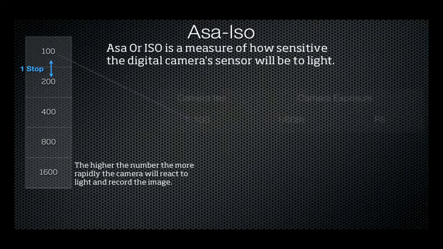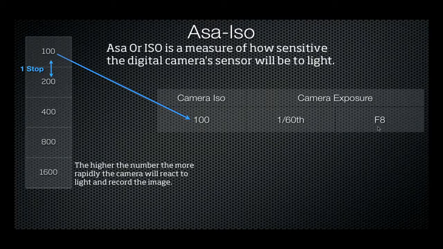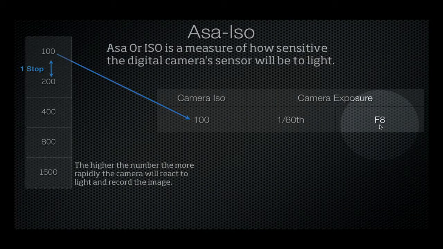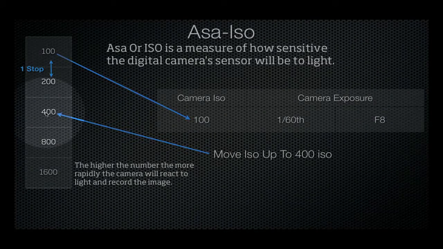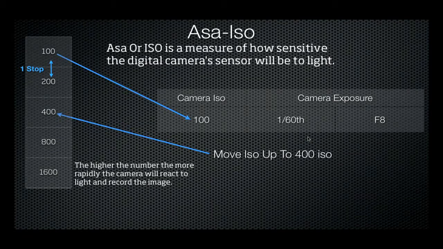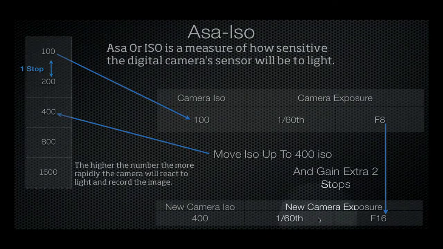Now, say you were shooting on 100 ISO and you've got an exposure of 1/60th at f8. Now, you decide you actually want a smaller aperture. You want to go down to f16 because you want to get a bit more depth of field, a bit more sharpness throughout the picture. What you could do is to move up to 400 ISO, which gives you 2 stops increase in sensitivity and so extra light. And that gives you 2 stops extra exposure. So now you can shoot at 1/60th at f16.